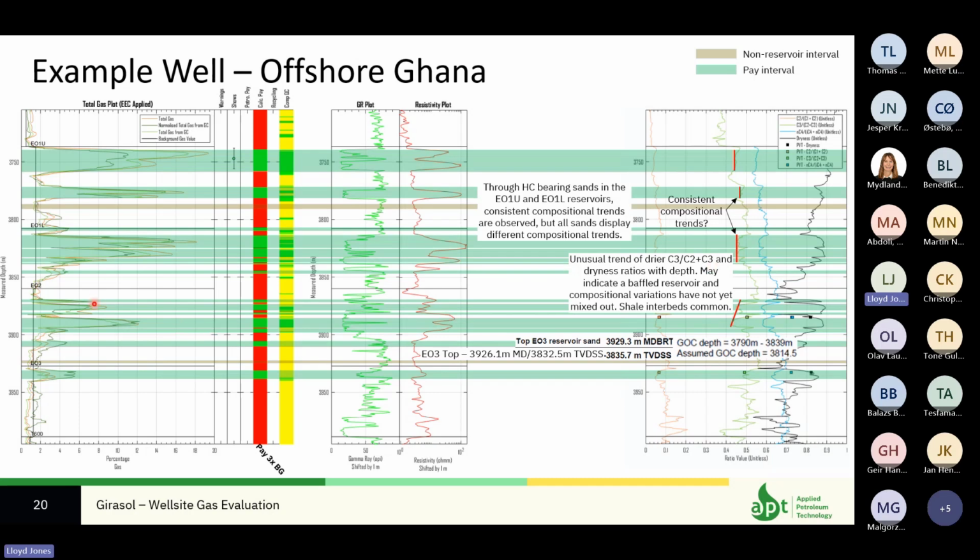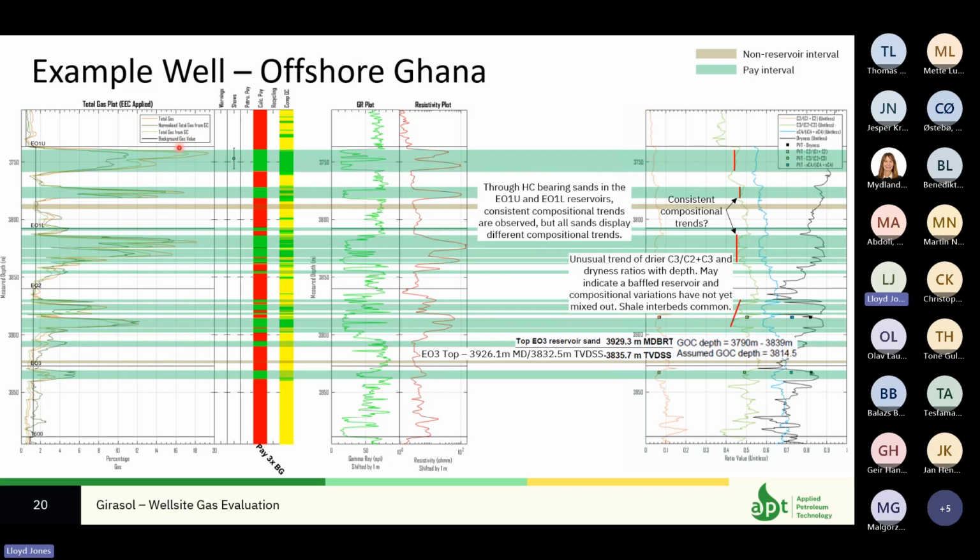When we move down to a deeper reservoir sequence here, so this is called the EO2 reservoir, we see a thicker sand, which is a better quality, and then above that we see a ratty sand, which is interbedded with some shales and sands. And you see a distinct difference between the compositional ratios between these two sands. And again, are we seeing an intra-reservoir baffle between these two sands inhibiting flow?